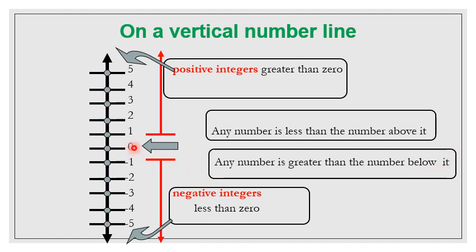Okay, so by using a vertical number line or the horizontal number line, we can understand that positive integers are greater than 0, and negative integers are less than 0.